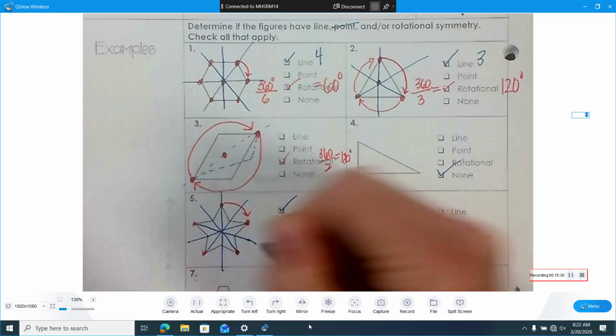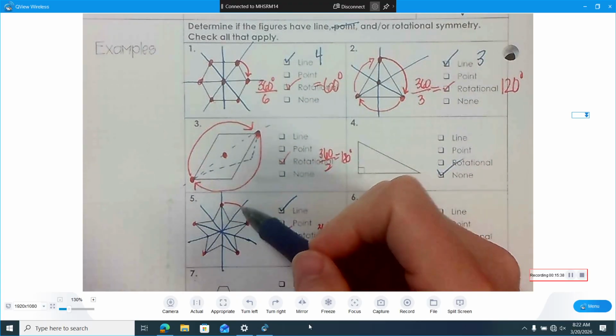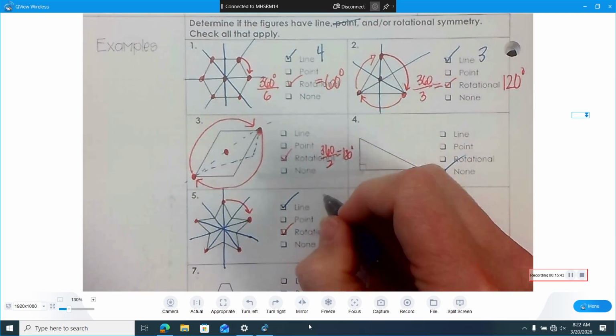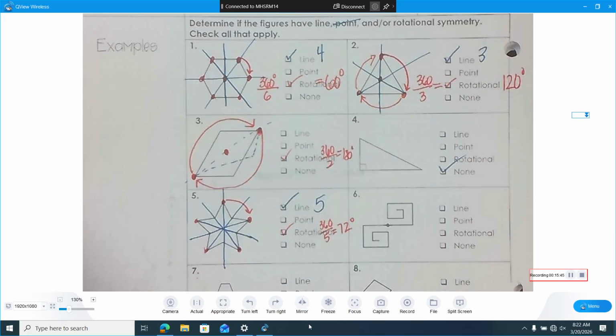All right. So let's see. It looks like I've got 1, 2, 3, 5 lines of symmetry? Yeah? Okay. 5 lines of symmetry.